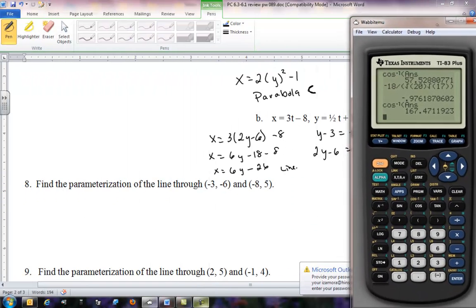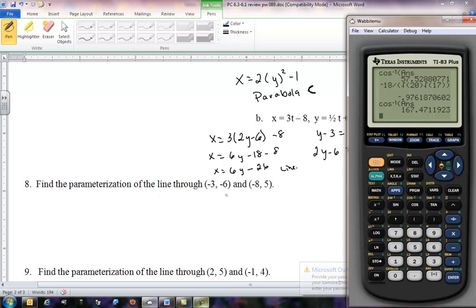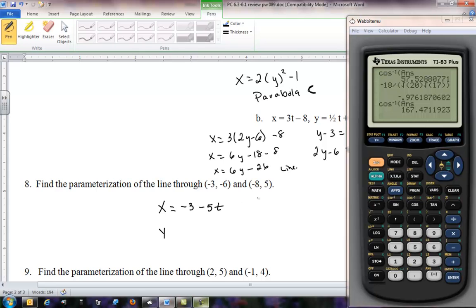Alright, next one. Find the parametrized equation of a line through these points. So what happens, how do you get x, how do you get y? Where do you start, how do you go from there? So I'm starting with my x, I'll start with negative 3. How do I get to negative 8? Well, I'm going to go down 5 for some t. My y, starting with negative 6, I'm going from negative 6 to 5, so that's going to go up a total of 11. So it goes up 11 every time step.